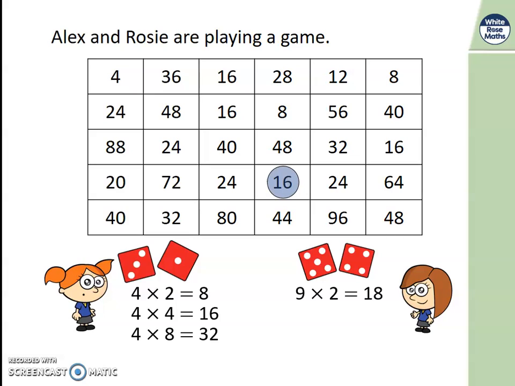So let's have a look. 9 times 2 is 18, 9 times 4 is 36, and 9 times 8 is 72. So we've doubled our answers each time. And like I said, if you know what 10 times 4 is, which is 40, you can take away a 4 to get 9 times 4. So 40 take away 4 is 36. So you can work out backwards if that helps you.